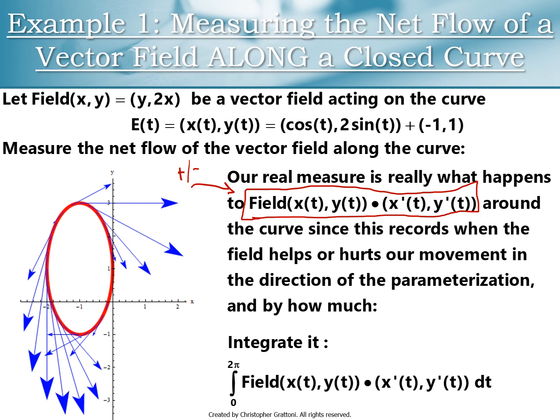We're going to take the integral from 0 to 2 pi of field.tangent dt, and that should give us a pretty good measure of whether the net flow of the vector field along that curve is going to be with our tangent vectors, a positive answer, or against our tangent vectors, a negative answer.